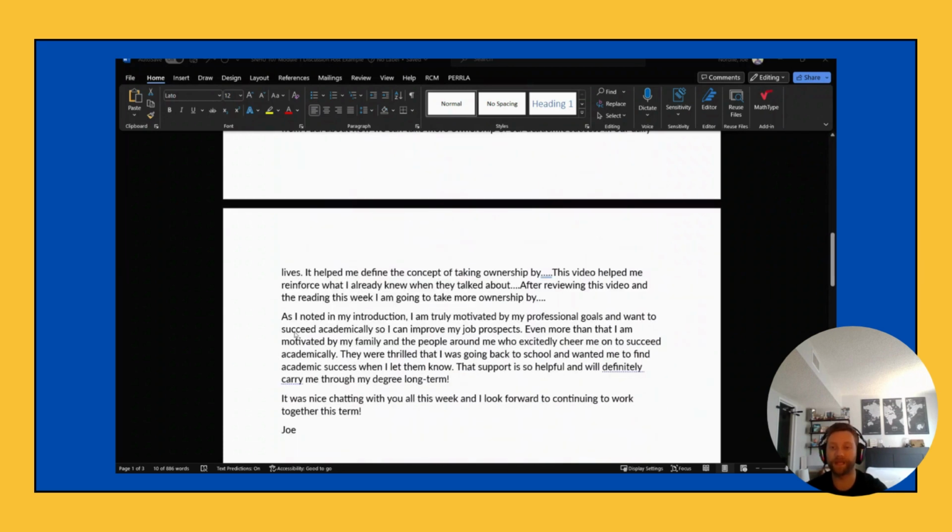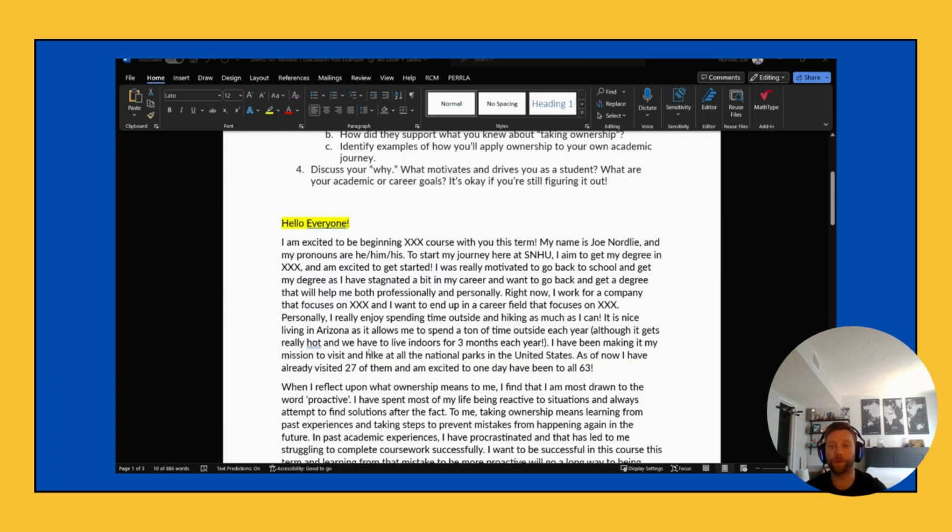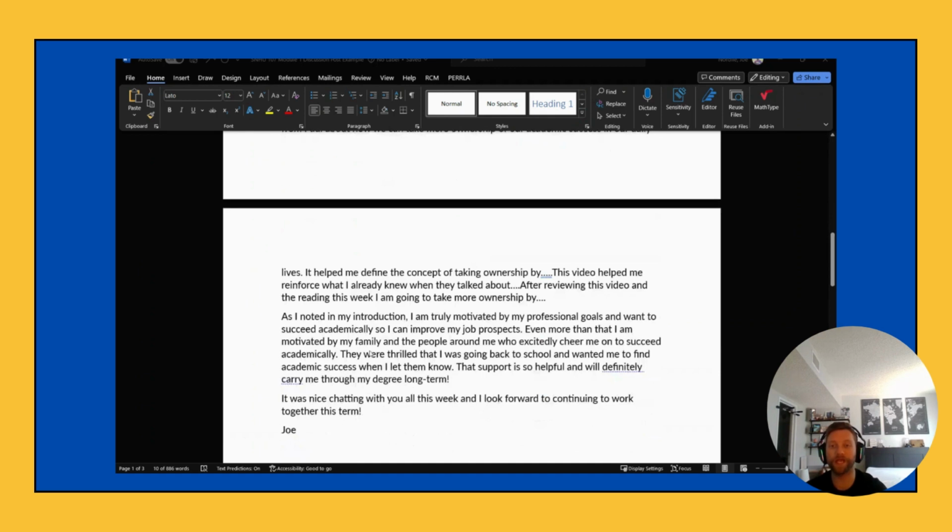In that last section, I discussed the motivations for myself to completing my degree. And so you can see I'm motivated by professional goals and to succeed academically for future job prospects. And I'm also motivated by the people around me, my family, my friends who are pushing me to succeed. And so you can see here again that there are four separate paragraphs, one to answer each question that was provided to us in the prompt.